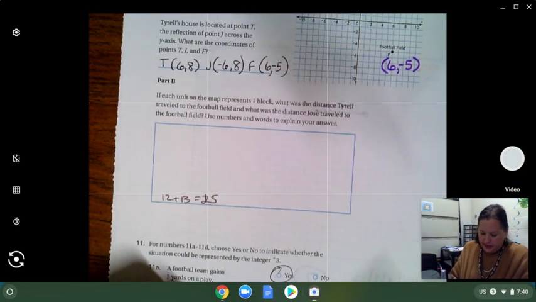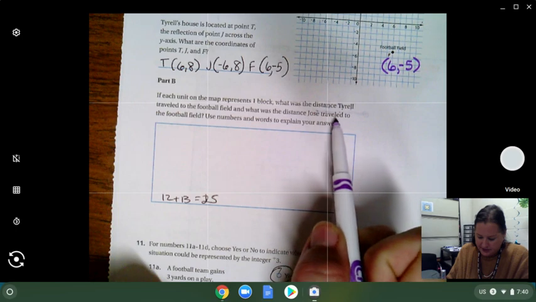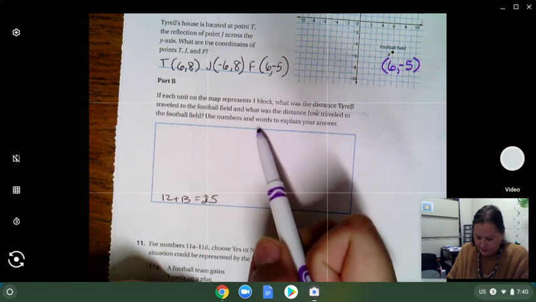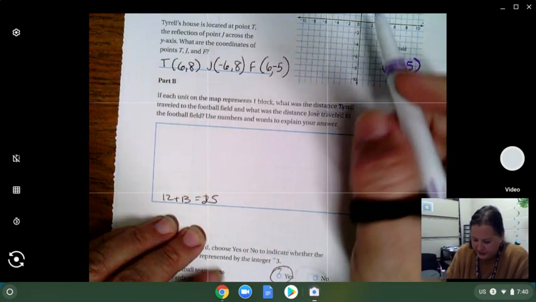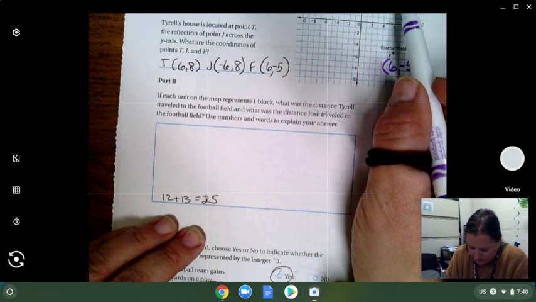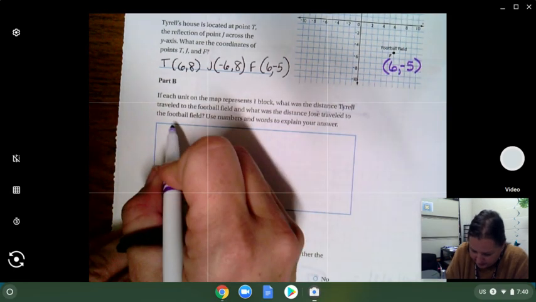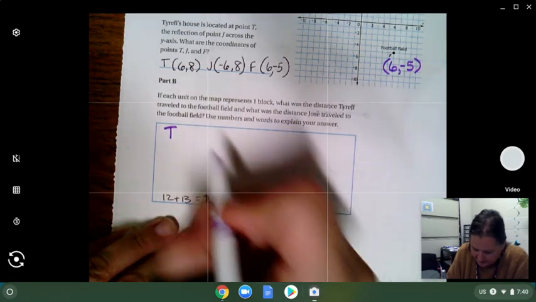Part B, if each unit on the map represents 1 block, what's the distance Tyrell traveled to the football field? And what was the distance Jose traveled to the football field? Use numbers and words to explain your answer. So here we have Tyrell's house. So first, Tyrell just went from his house to the football field.